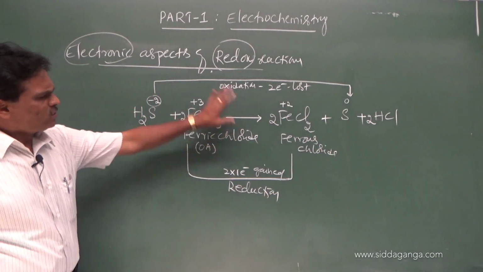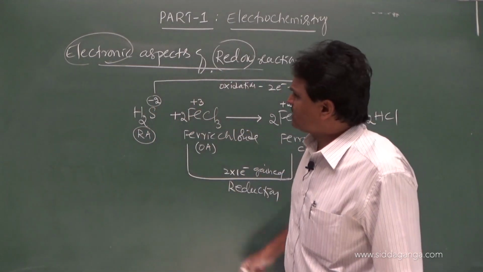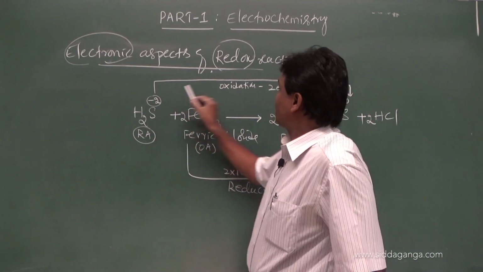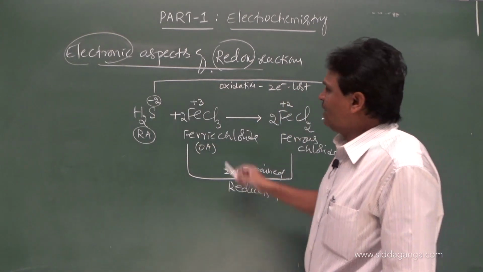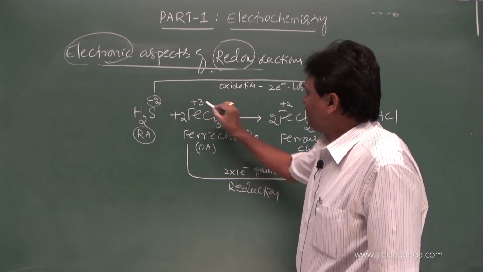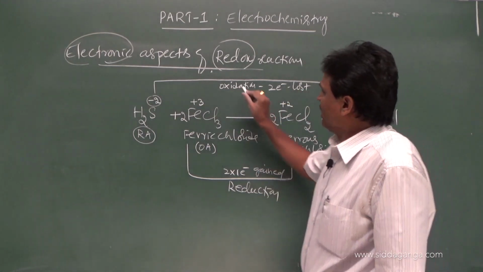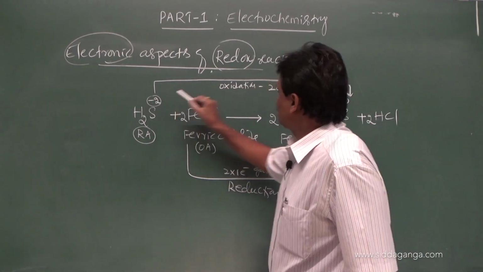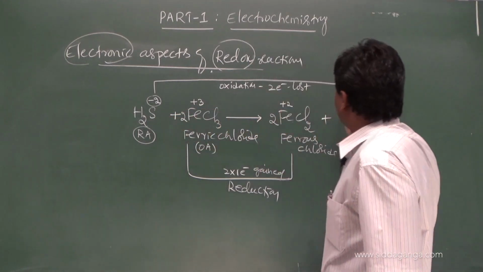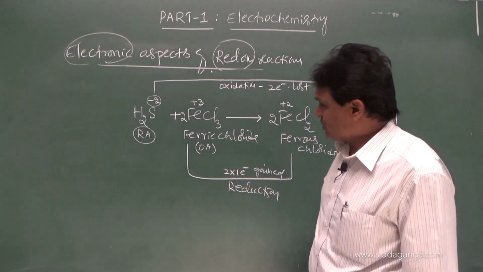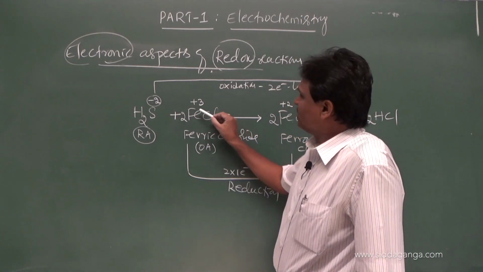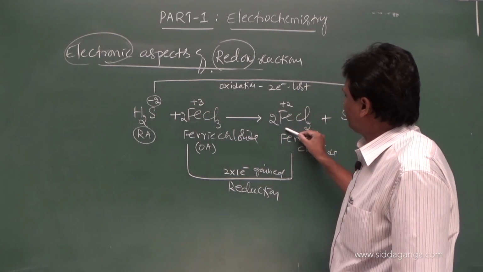So this reaction is an example of a redox reaction, because hydrogen sulfide is oxidized to sulfur, with loss of electrons. This process is oxidation. And ferric chloride is reduced to ferrous chloride. A process in which the oxidation number decreases is called reduction. A process in which the oxidation number increases, -2 to 0, is oxidation. In the conversion of hydrogen sulfide to sulfur, 2 electrons are lost. This reaction is oxidation. In the conversion of ferric chloride to ferrous chloride, 2 electrons are gained because iron in the +3 state, ferric iron, is converted into ferrous iron.